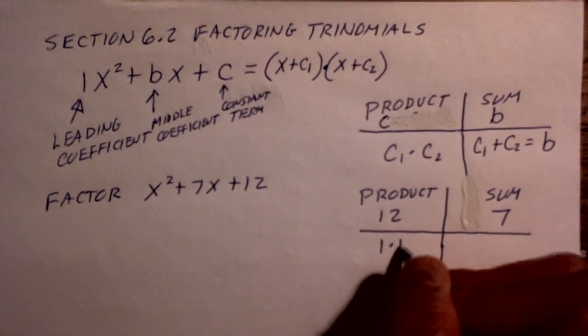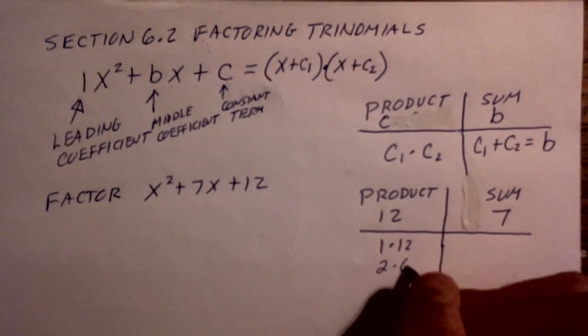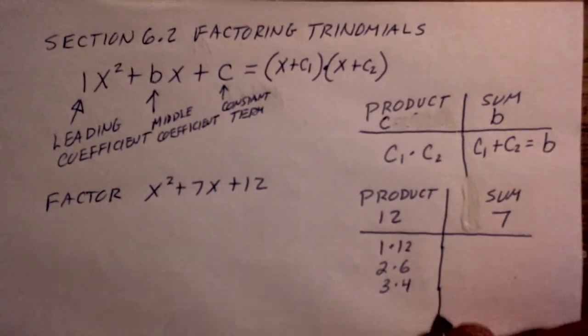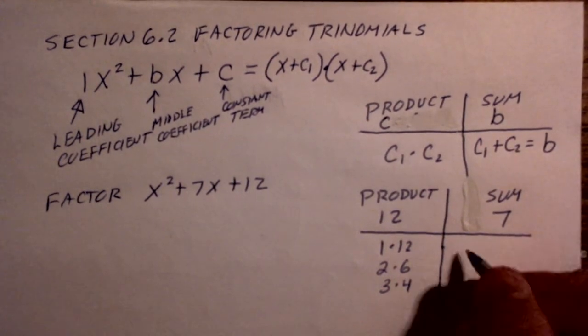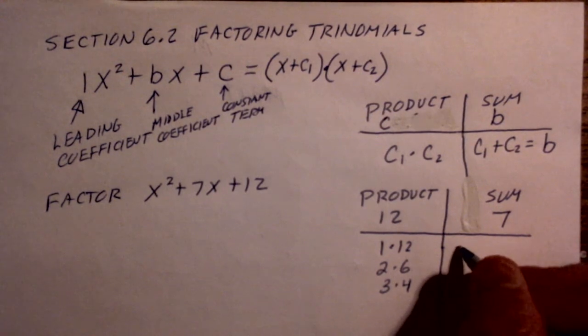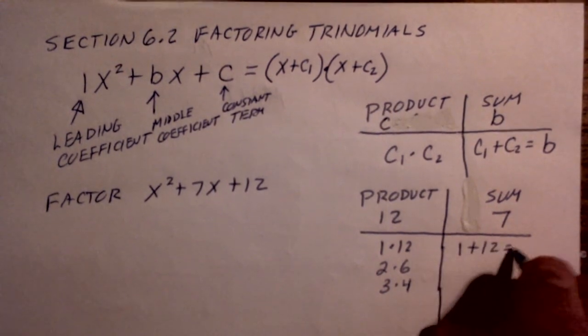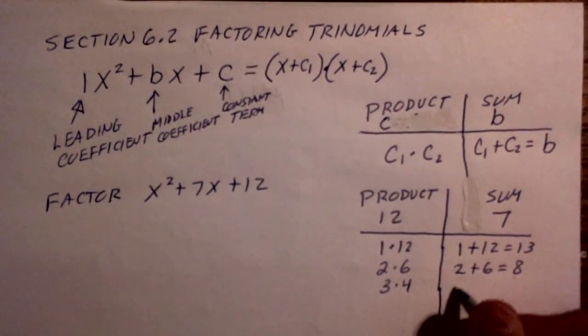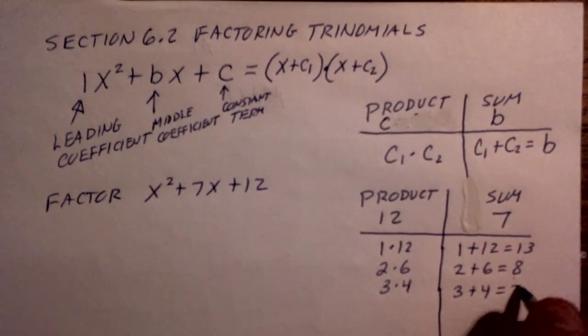So 1 times 12, 2 times 6, 3 times 4. All of these are factors of positive 12. And over here we would entertain the sum of these factors. So we would have 1 plus 12 gives us a sum of 13. 2 plus 6 gives us a sum of 8. 3 plus 4 gives us a sum of 7.